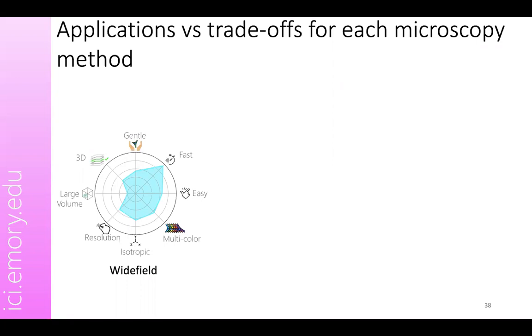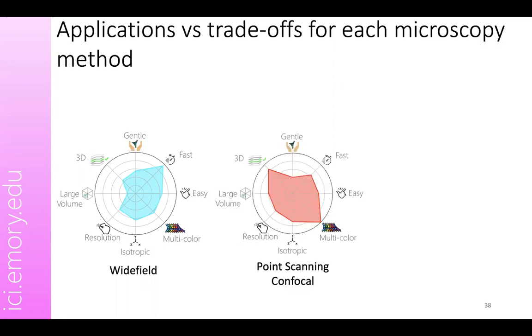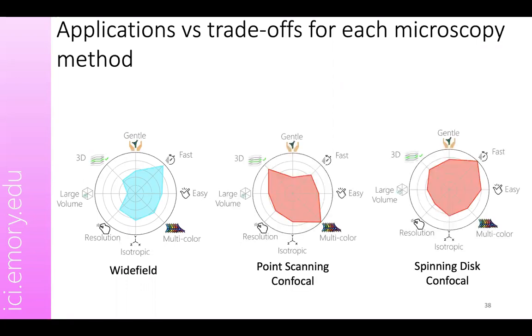So let's say, for example, you are using a wide field microscope, right? I'm going to pull up all of them at the same time, where we are comparing wide field, the point scanning confocal, and the spinning disc confocal. And we are looking at different parameters here: whether the microscopy method is gentle, whether it's fast, whether it's easy to perform, how many colors you can do, whether it's isotropic. What isotropic means is you are getting the same resolution in X, Y, and Z dimensions, okay? And how good a resolution you can get.